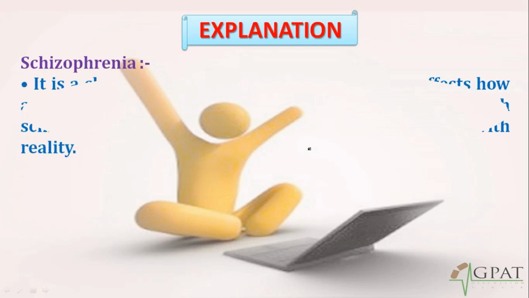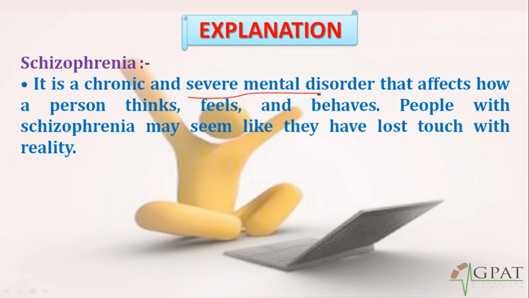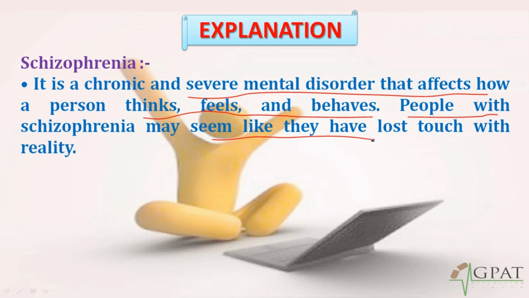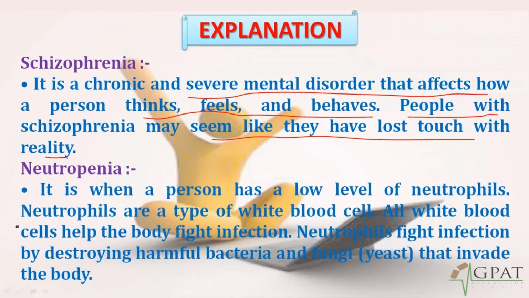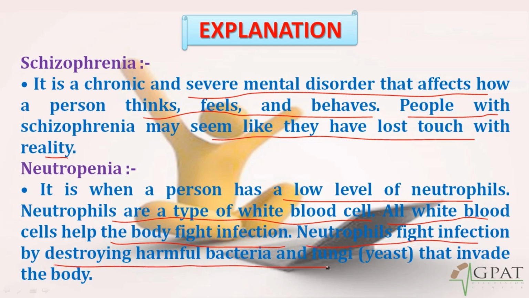First, schizophrenia. What is schizophrenia? It is a chronic and severe mental disorder that affects how a person thinks, feels and behaves. People with schizophrenia may seem like they have lost touch with reality. Next, neutropenia. It is a condition when a person has a low level of neutrophils. Neutrophils are a type of white blood cell. All white blood cells help the body fight against infection. Neutrophils fight infections by destroying harmful bacteria and fungi that invade the body.